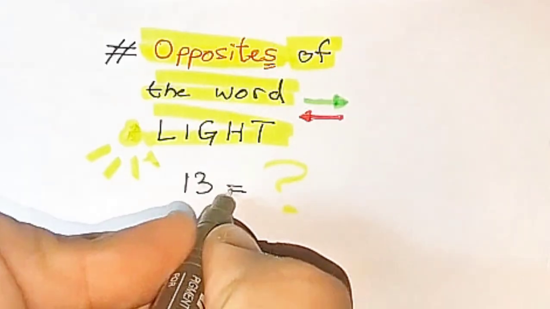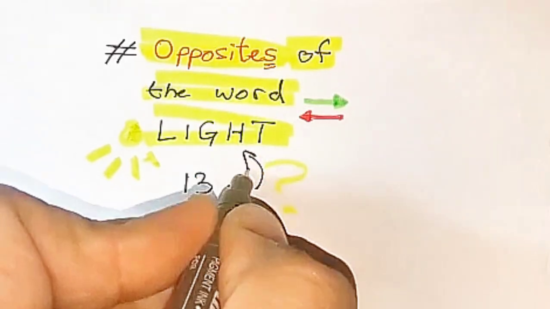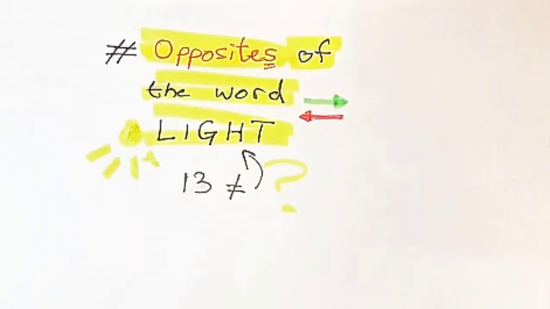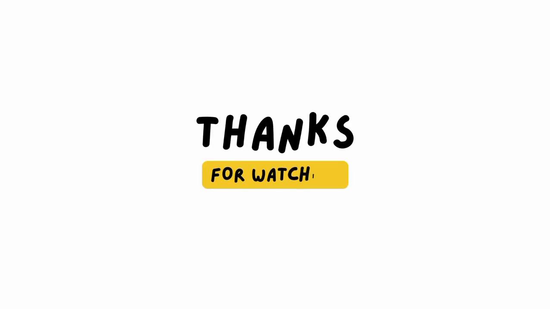Here we have 13 opposites to the word light. Share with us your experience. Tell us how many other words you know and what they are.